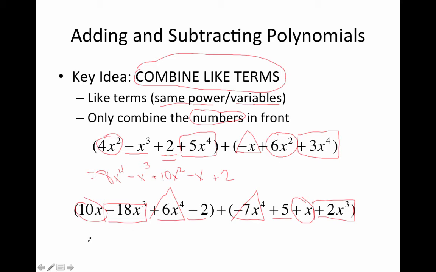6 and negative 7 gets me negative 1, so that's just negative x to the fourth. I have a negative 18 and a positive 2, so that'll get me negative 16x to the third. Don't have any x squareds. I do have a 10x and another 1x, so that's 11x and then negative 2 and 5 is plus 3. Okay, so there's your sum.